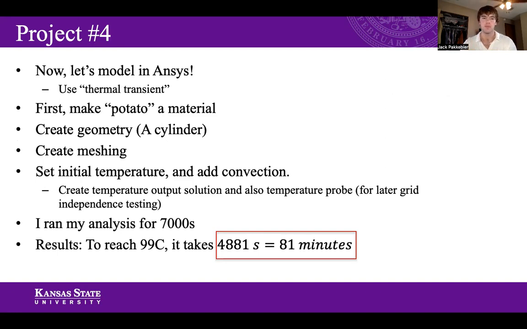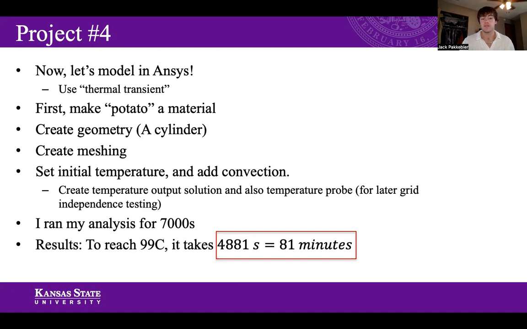And then for the final part of this project, let's model this potato cooking simulation in ANSYS. So first of all, I'll just walk through the main steps to do it. I had always learned ANSYS Fluent. That was the first thing I learned last semester, but instead of Fluent, you need to use the ANSYS Transient Thermal package. So your first step would be to make a potato material. Basically you can just type in potato as your material and give certain things like your specific heat at constant pressure, your k, and your density.